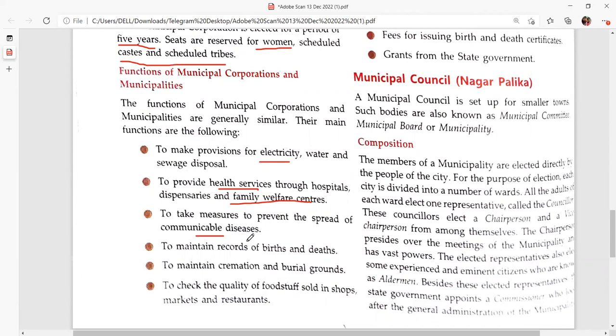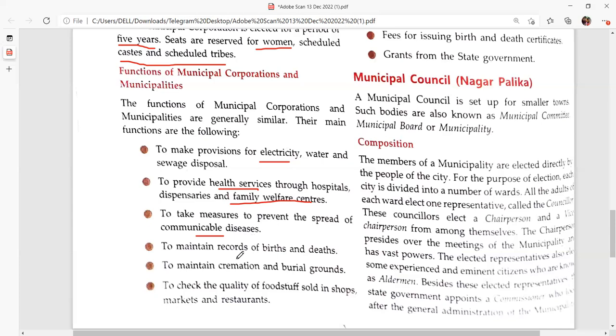What did they take? Social distancing, proper sanitization. They took measures to avoid social gatherings. Schools were closed. Tourism was totally closed. Like this, they have taken many steps to prevent the spread of communicable diseases, COVID or any other. Suppose malaria, dengue: they have taken measures to prevent the growth of mosquitoes, to cover the drains, to not let stagnant water stay in a place. Like that, they have taken many steps to prevent the spread of communicable diseases.